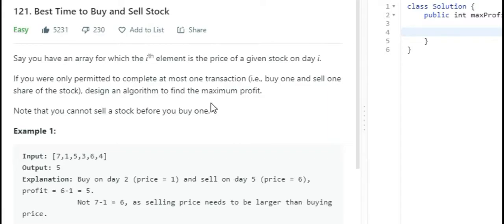As simple as that. As in this example, we can buy the stock on the second day as the price is minimum, that is 1, and we can sell it on day 5 as the price is max. You can say, why can't we sell it for price 7? We can't. That's because day 1 is in the past and we bought our stock on day 2 only. So that's not possible.